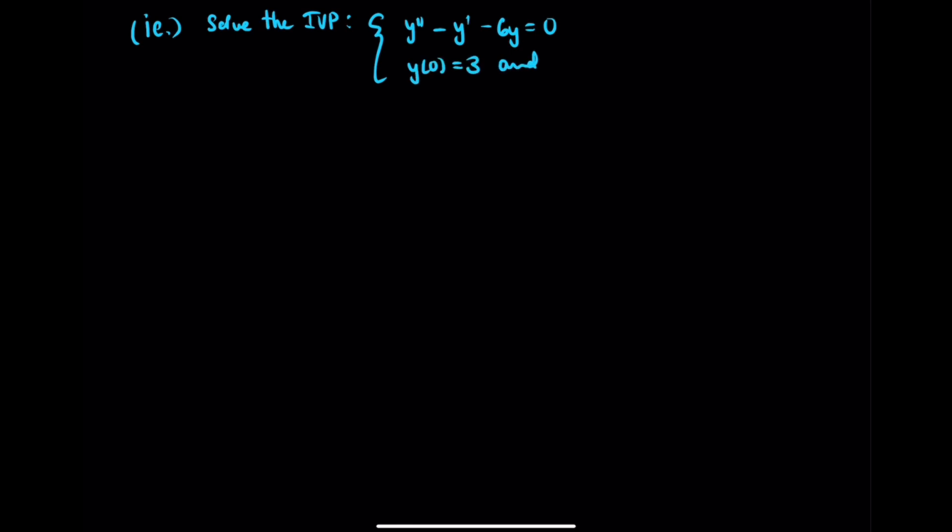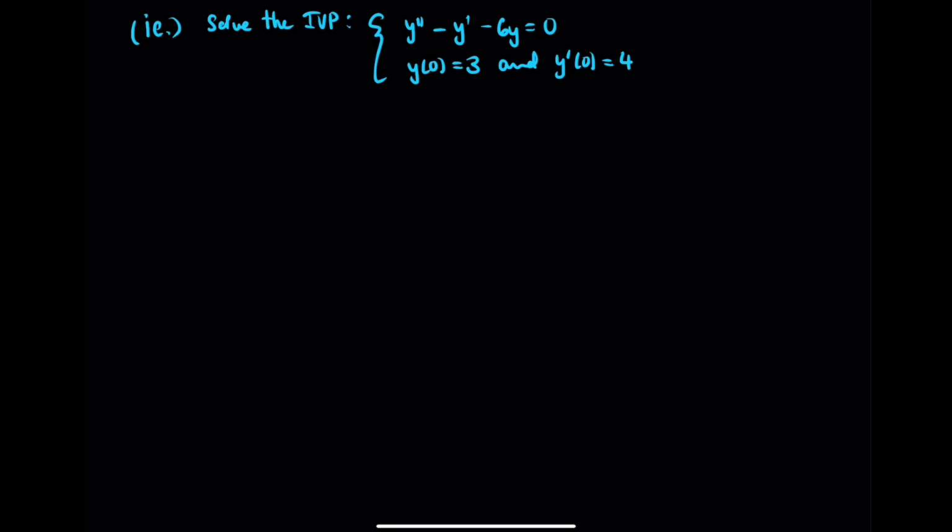Okay, and so now let's do more examples on second order linear differential equations. Solve the IVP. So this is the IVP: y double prime minus y prime minus 6y equals 0, and y(0) equals 3, and your second condition is y prime(0) equals 4. So solve this initial value problem.